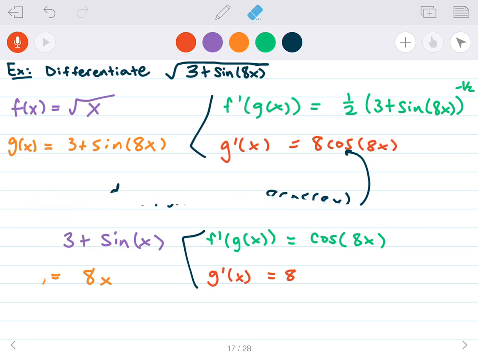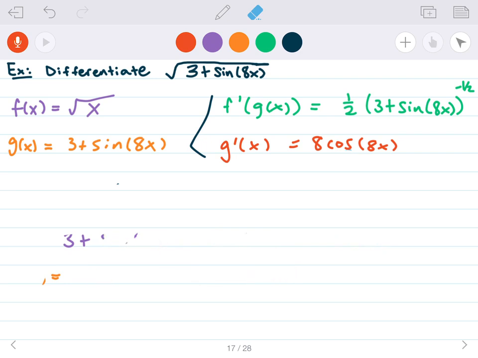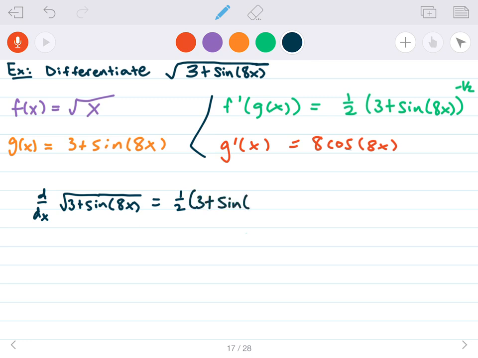And now I have everything I need. So get rid of all of this. What I need to do is just multiply the green and the red. So my final answer is the following. I'm taking the derivative of the square root of 3 plus sine 8x, and this is going to be 1/2 times 3 plus sine 8x to the negative 1/2, multiplied by 8 cosine 8x. And that is my answer.